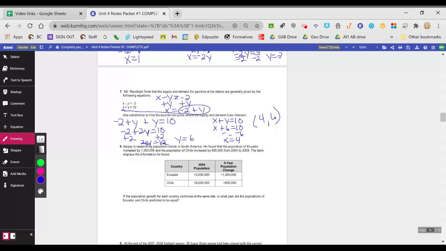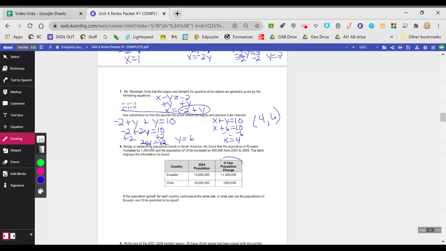Number 8, Sanjay is researching population trends in South America. He found that the population of Ecuador increased by 1 million, and the population of Chile increased by 600,000 from 2004 to 2009. The table displays. If the population growth for each country continues at the same rate, in what year are the populations going to be the same? So, in order to predict the same rate, we need to use the slope.